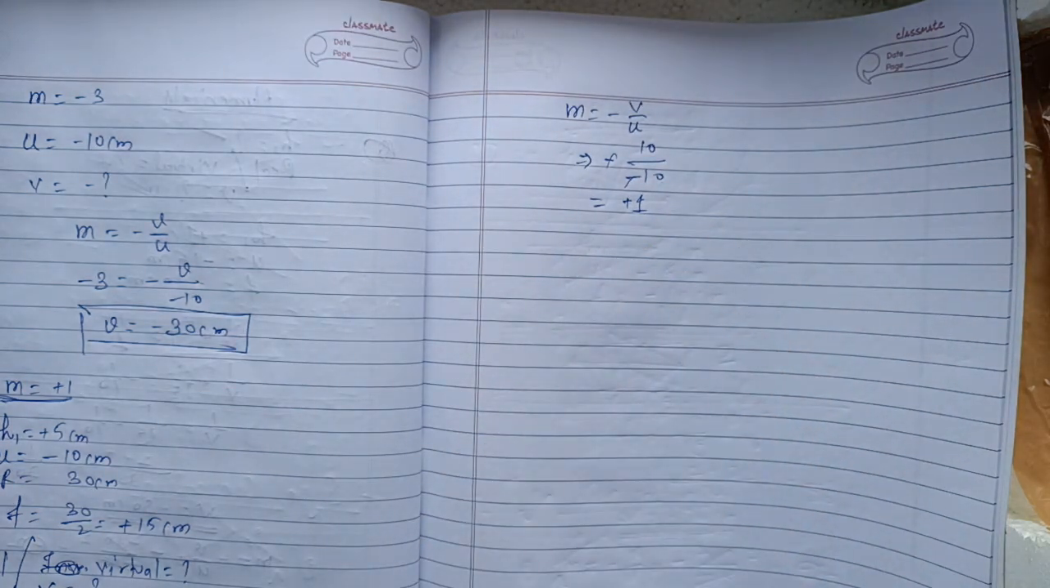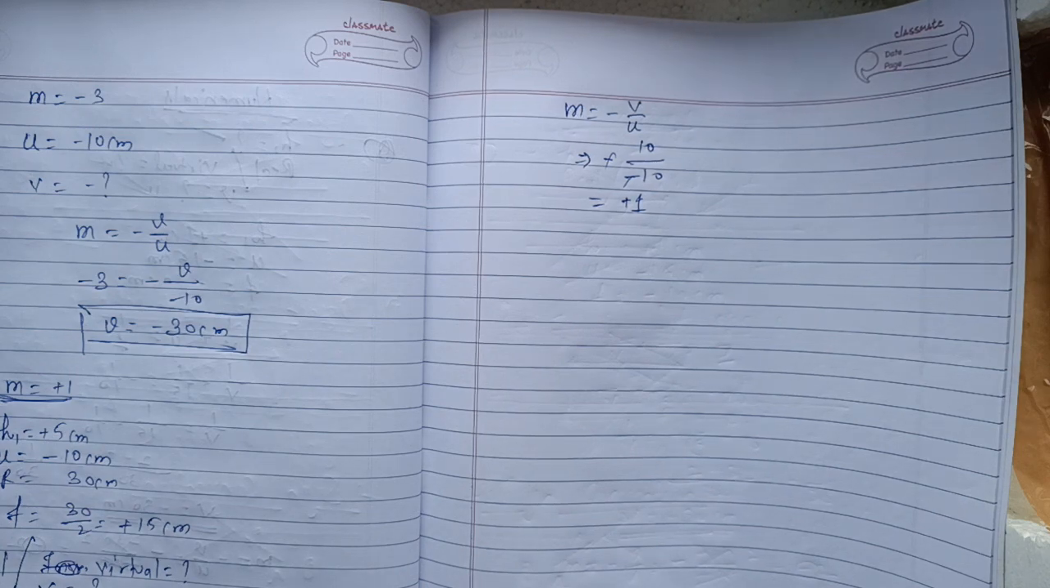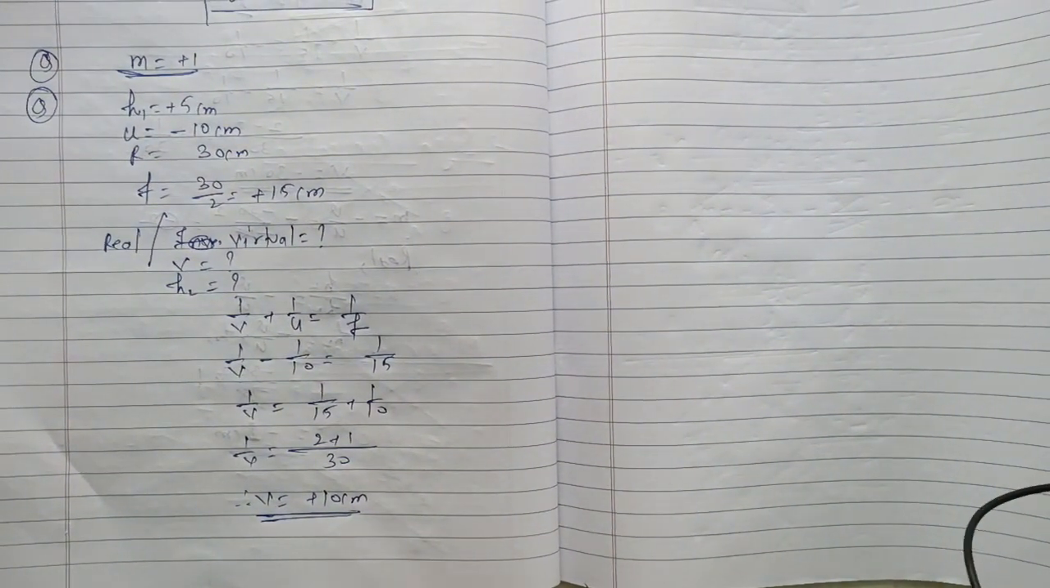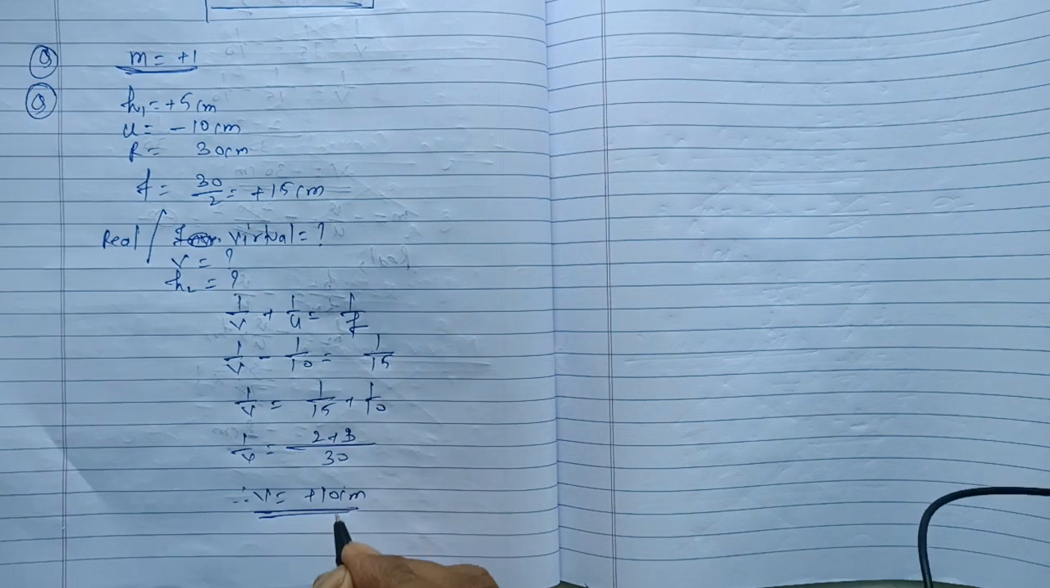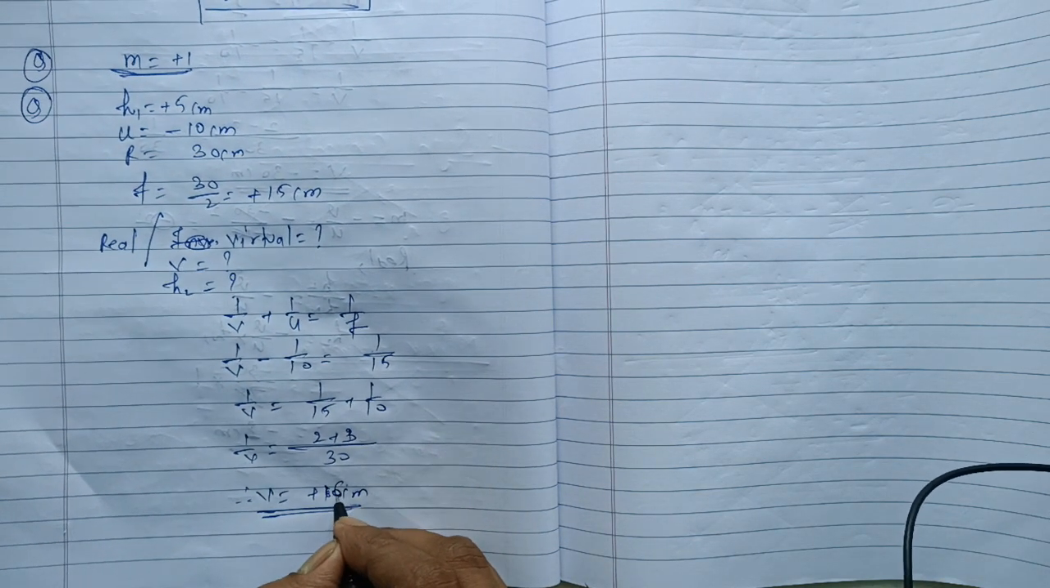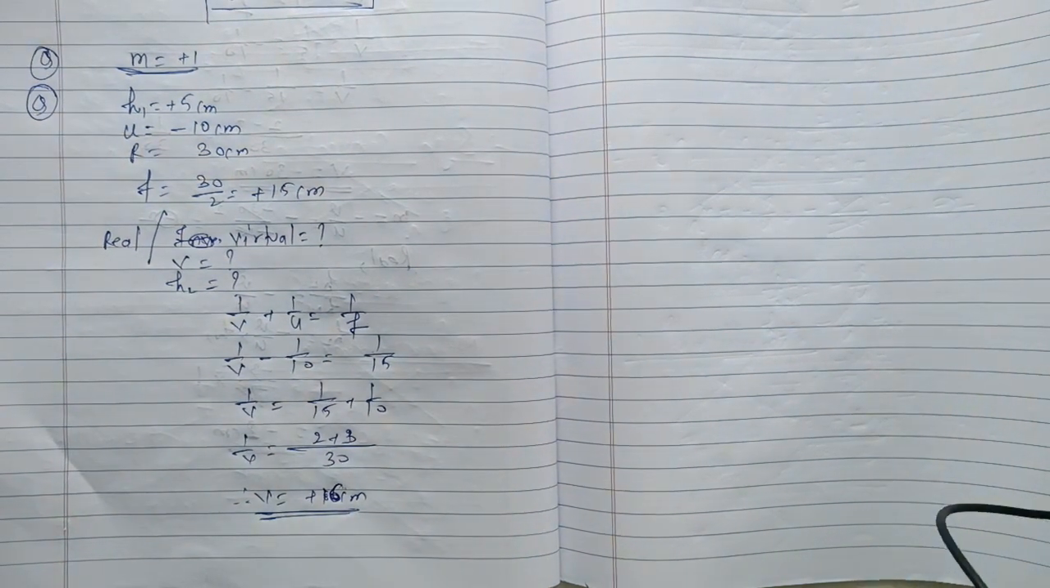So the value of m is plus 1, and what does it mean? Am I correct? Just let me correct myself. One mistake is there, and the mistake is this: it should be 2 and it should be 3. So it will be 5 by 30. It should be 6 centimeter, and the value of v is 6.